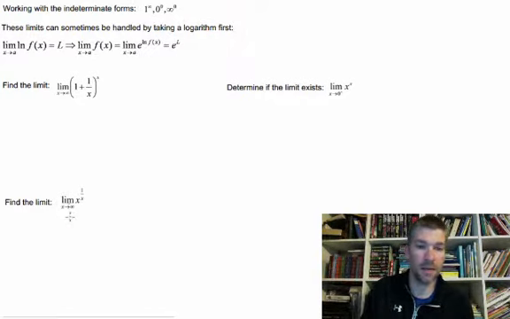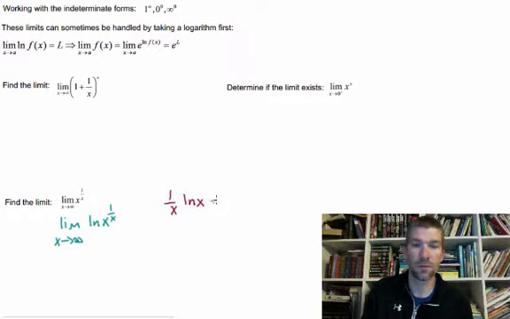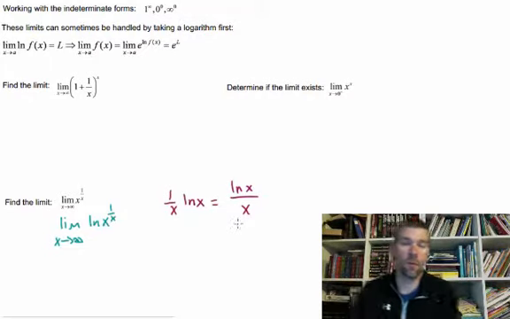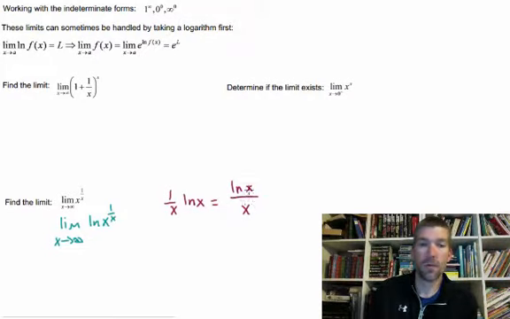Let's go ahead and take the natural log of the function. So we're looking at the limit as x approaches infinity of the natural log of x to the 1 over x power. Okay, so again, pausing on this for a minute and working with just strictly the natural log of x to the 1 over x, you have 1 over x times the natural log of x, which gives us the natural log of x over x. And what's nice about this is we have a fraction set up so we can start using L'Hopital's rule.